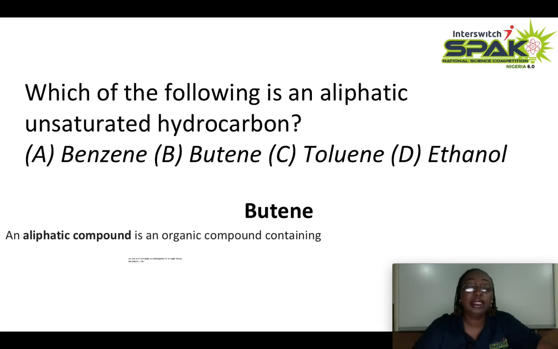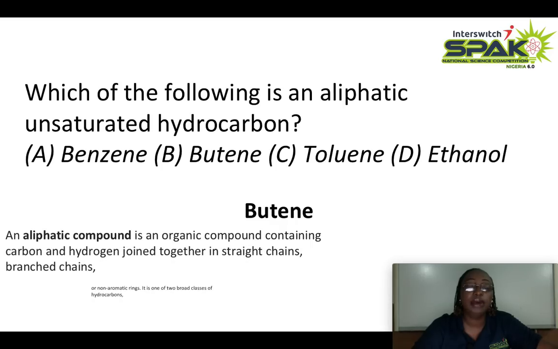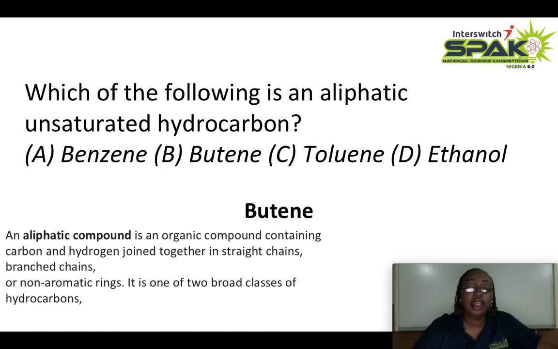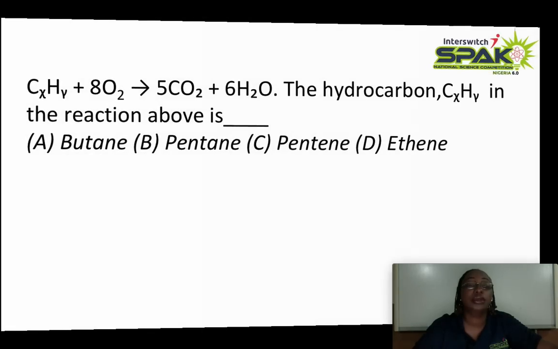Aliphatic compounds are organic compounds containing carbon and hydrogen joined together in straight chains, branch chains, or non-aromatic rings. It is one of two broad classes of hydrocarbons, another being aromatic compounds. Benzene and toluene in this question are aromatic compounds.